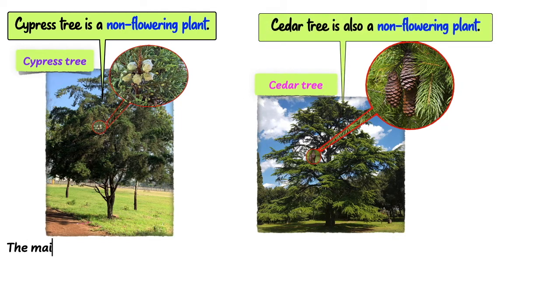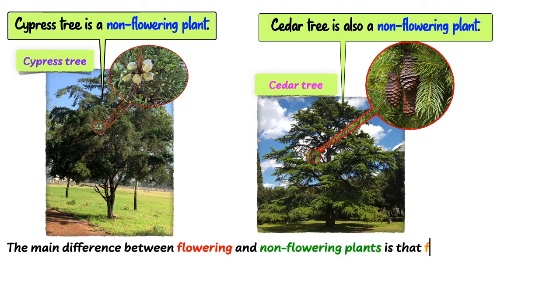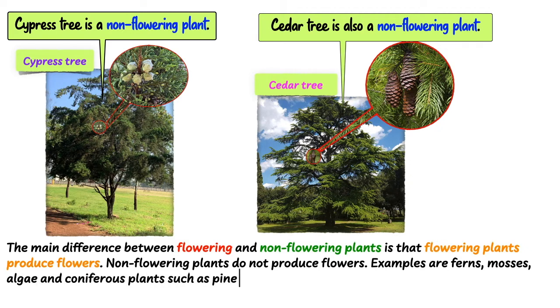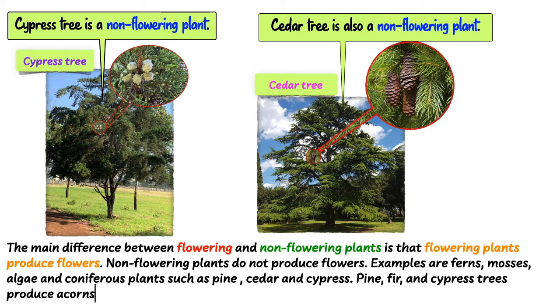The main difference between flowering and non-flowering plants is that flowering plants produce flowers. Non-flowering plants do not produce flowers. Examples are ferns, mosses, algae and coniferous plants such as pine, cedar and cypress. Pine, fir, and cypress trees produce acorns. Cedar trees produce cones.